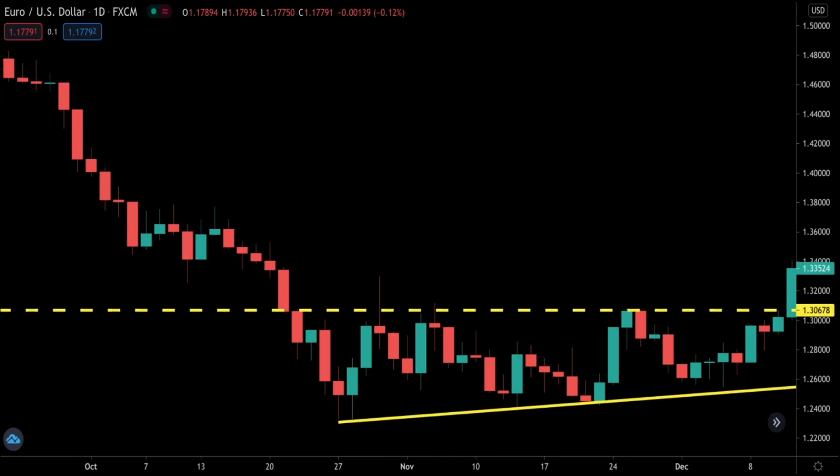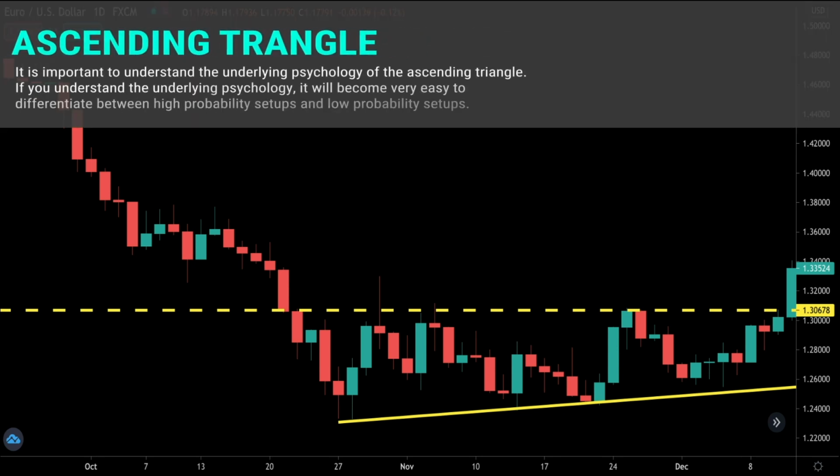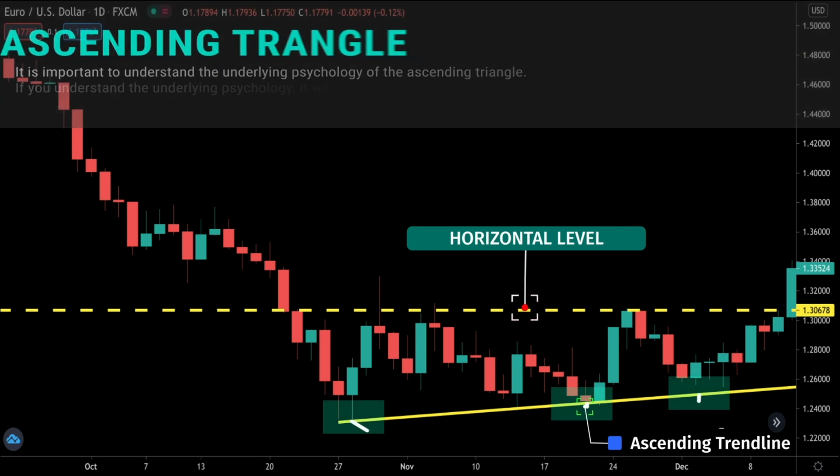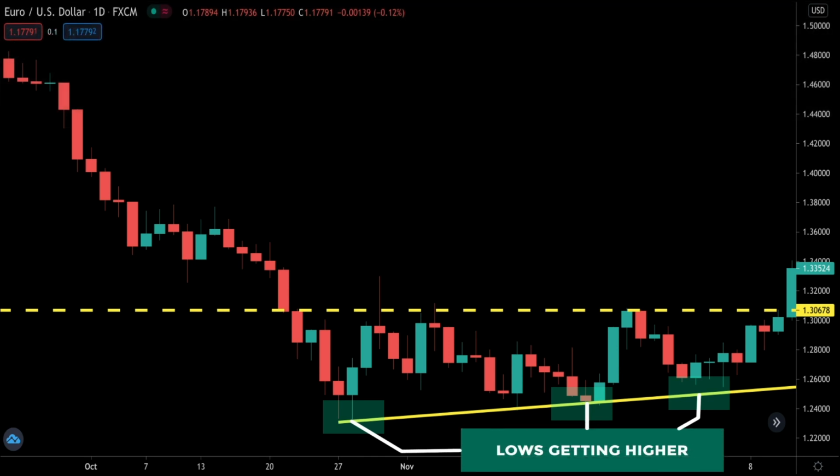So back to the ascending triangle. Before I go into the anatomy of a high probability ascending triangle, it's important to understand the underlying psychology of the ascending triangle. If you understand the underlying psychology, it will become very easy to differentiate between high probability setups and low probability setups. So right here, this is how an ascending triangle looks like. It consists of a horizontal level and an ascending trend line. The ascending trend line is drawn connecting the swing lows, and you can see that the lows are getting higher.